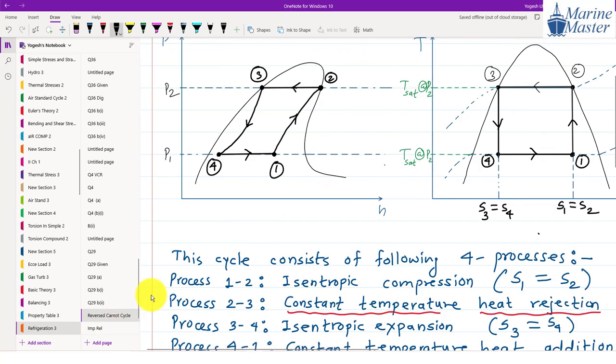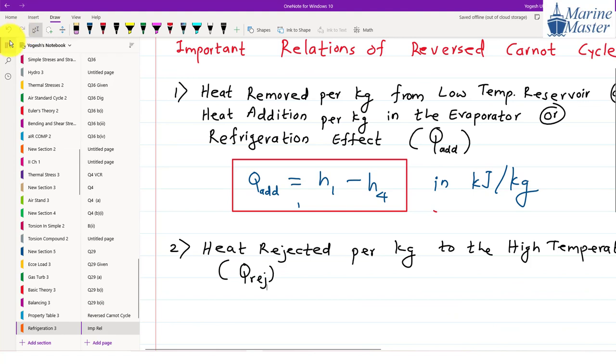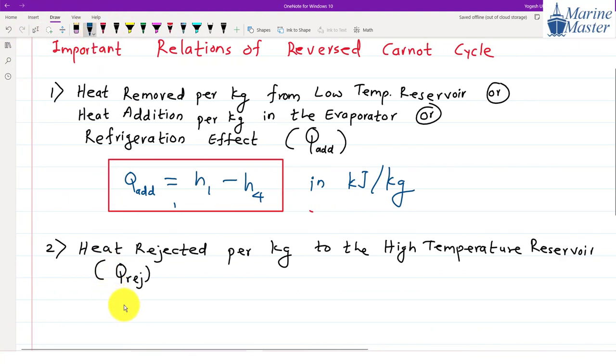Means what is happening, guys? In this one, have a look. What is happening in this 2 to 3? Rejecting the heat. So that heat rejection will be equal to what, guys? That Q rejection, Q suffix rej. This rej must be properly in suffix. So Q rejection will be equal to what?